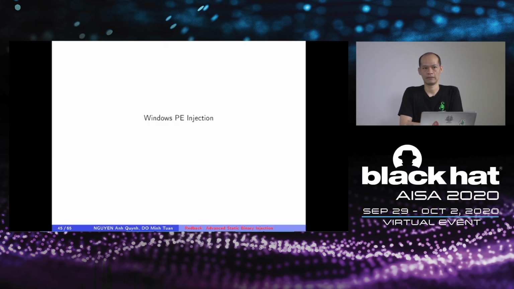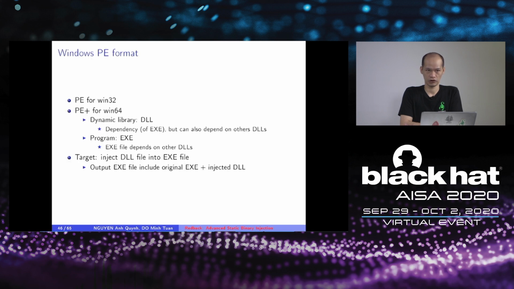Okay, so now let's see how Redback can inject into a Windows program. Windows programs have a format named PE, and we have PE format for 32-bit binaries and PE plus for 64-bit binaries. We have two main kinds of executable binary in Windows. The first one is DLL, which is for dynamic libraries, and one DLL can depend on many other DLLs. The second very important kind of binary is EXE files, which is for programs, and one EXE file can depend on many other DLL files. So the target of Redback is to inject DLL files into the EXE files.